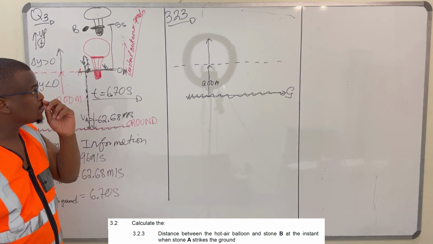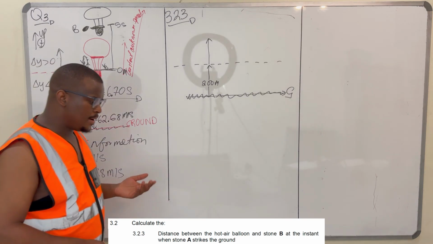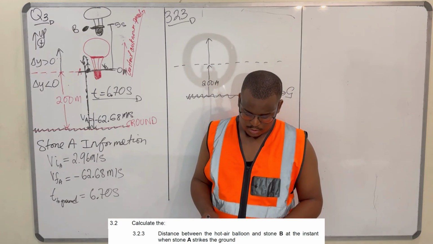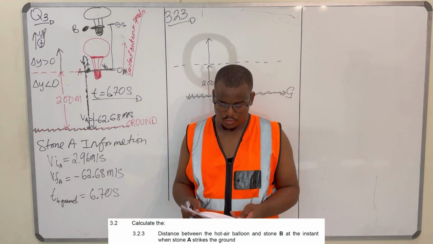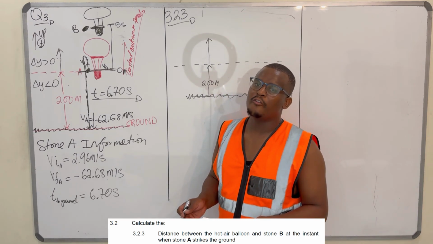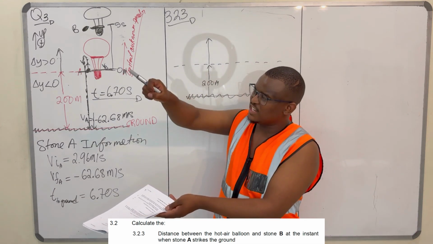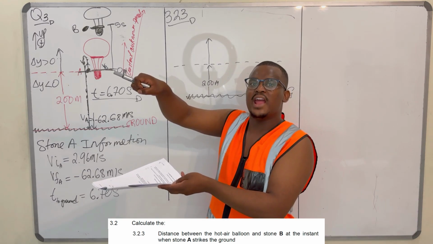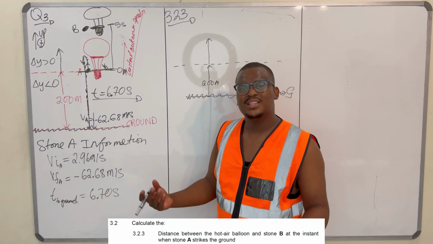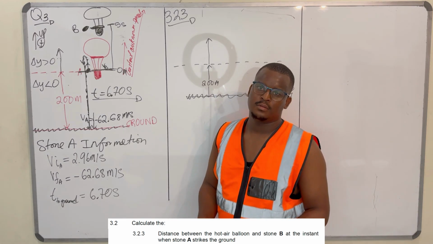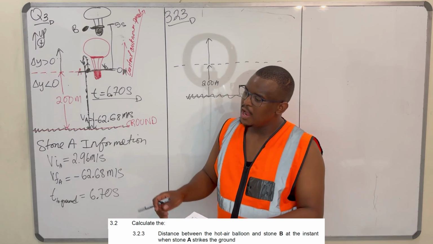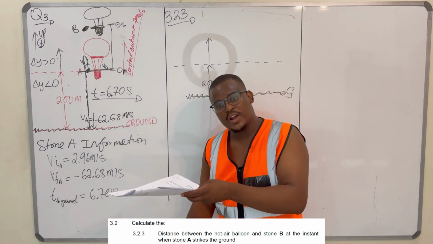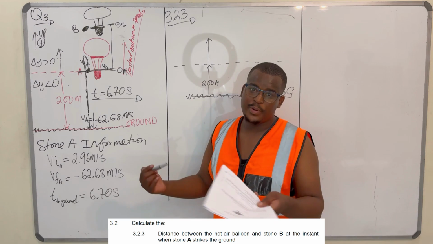Now, what you need to understand. I'm worried that I might not have explained the question very well. What this question is asking is how far apart the hot air balloon and stone B are at the time stone A was hitting the ground. That's what they want to find. I hope it makes sense.